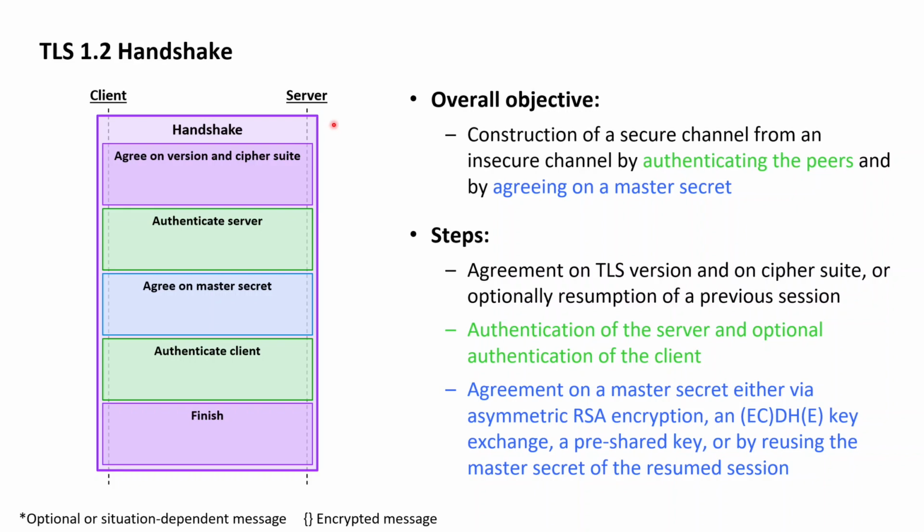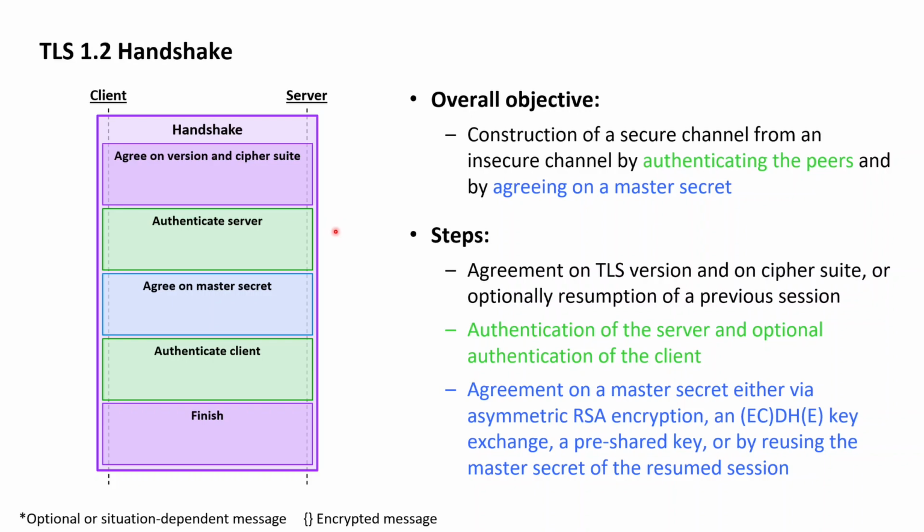The TLS 1.2 handshake starts with a stage where the client and the server agree on a specific TLS version to use and on a specific cipher suite to use. Once the TLS version and the cipher suite are agreed by the client and the server, the peers are authenticated. In TLS, the server is always authenticated and the client is only optionally authenticated if explicitly requested to do so by the server.